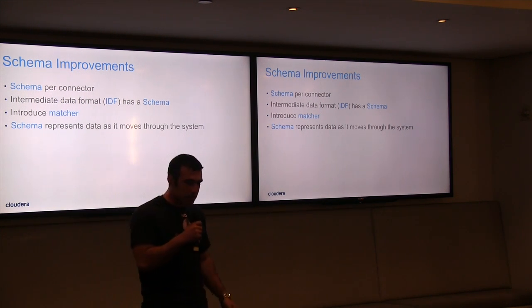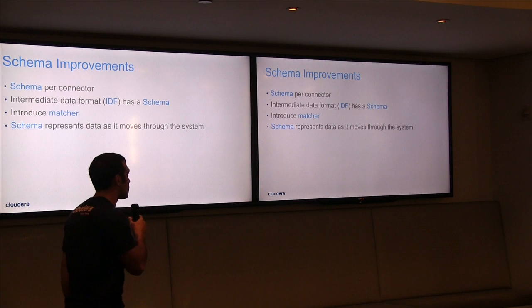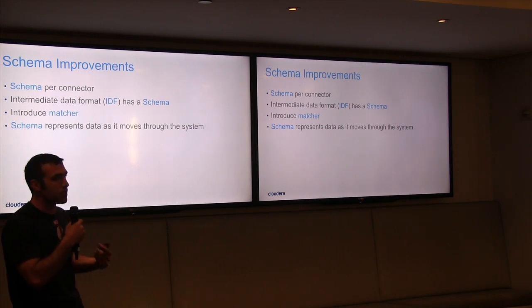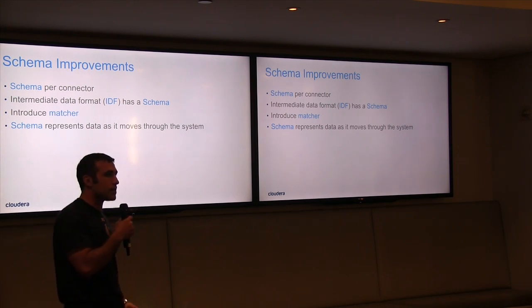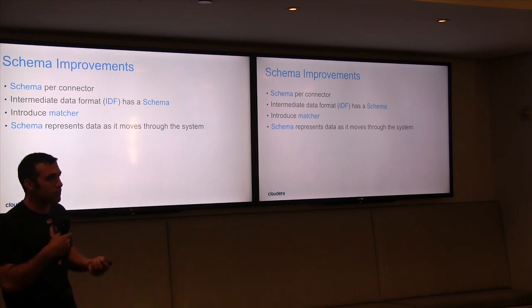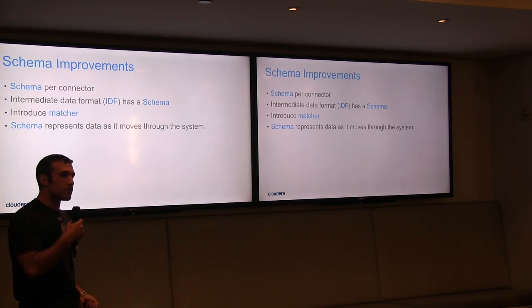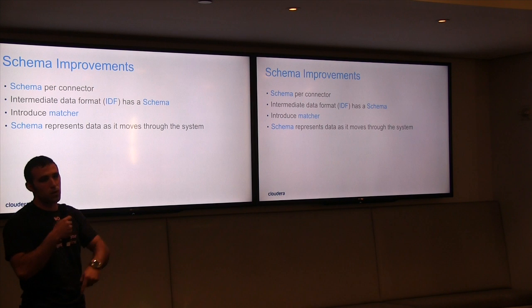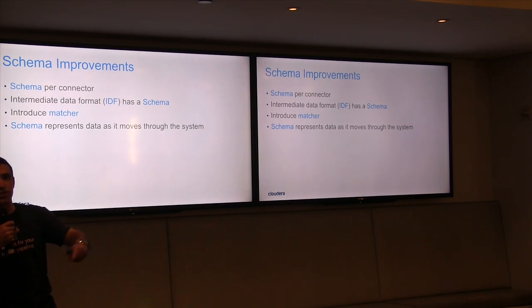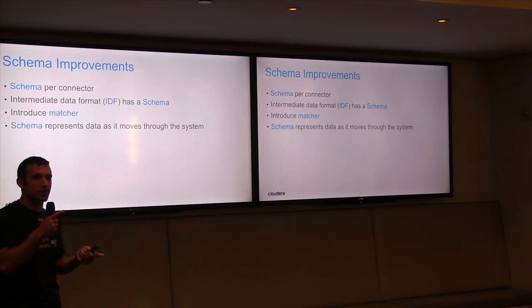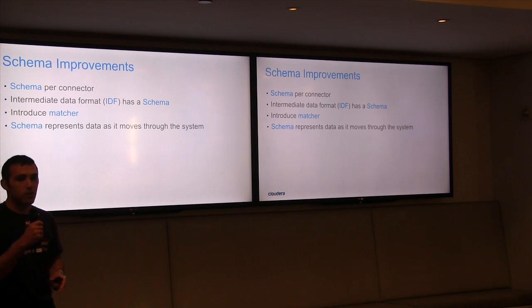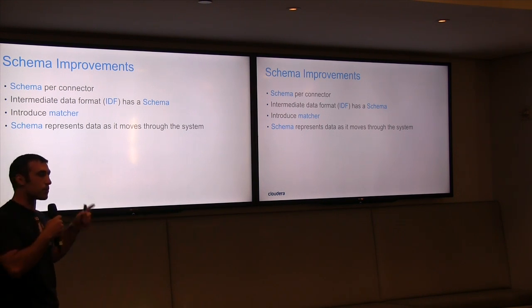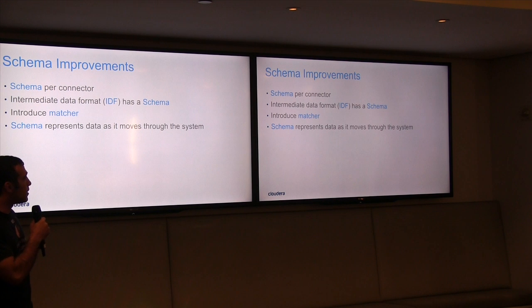So some of the schema improvements that we had were there's going to be a schema per connector. And as we discussed, having a schema per connector is kind of an interesting idea. That means that if we're extracting from a data source and then loading it to another, we have to do something to make sure that those schemas line up. And so what we've done is we've created this concept of a matcher, which I'll describe in the next slide.